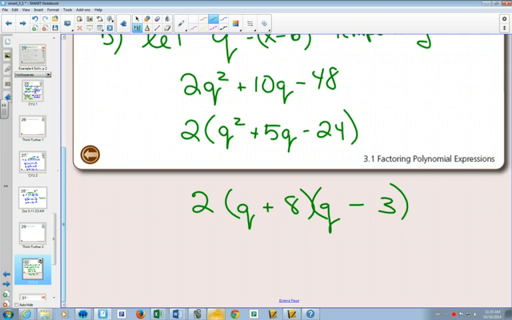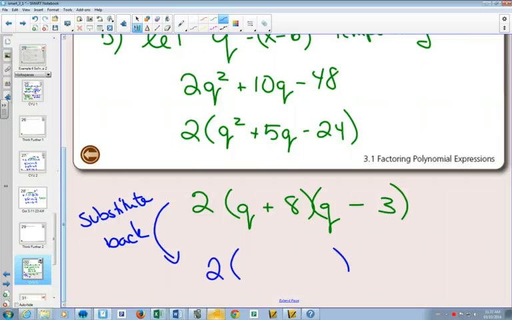Now we temporarily made it q so we could factor here. Now we can substitute back. And wherever there's a q, I'm going to write in brackets x minus 6. We still have the plus 8. And here, x minus 6, and we still have the minus 3.